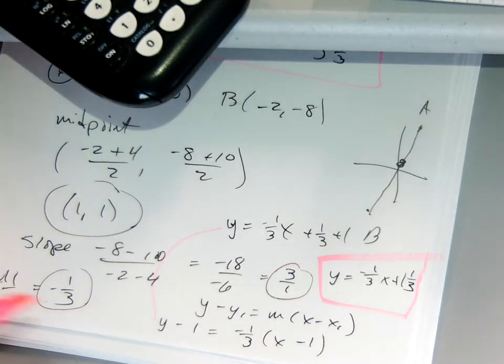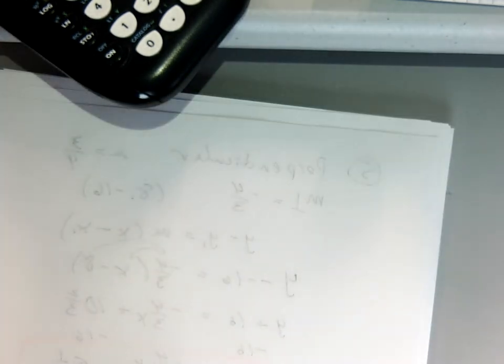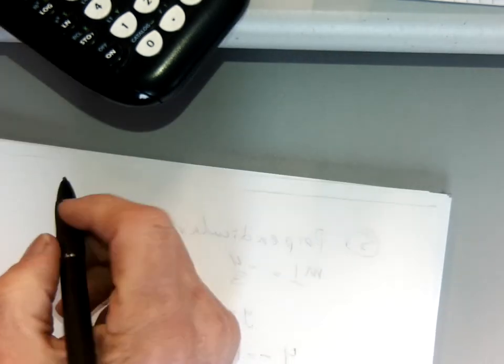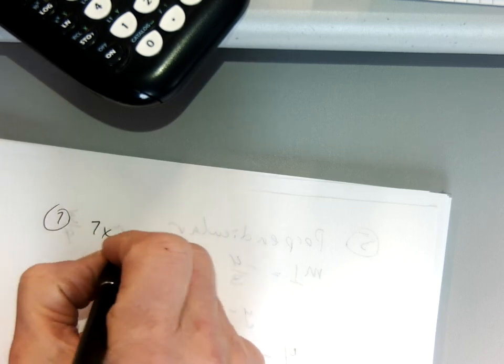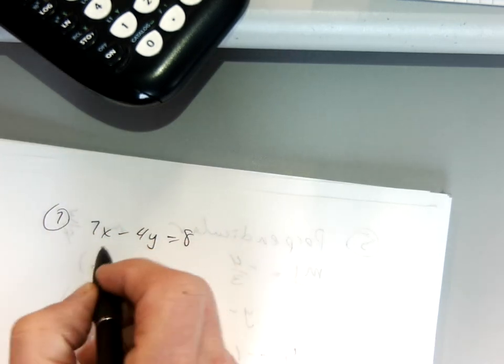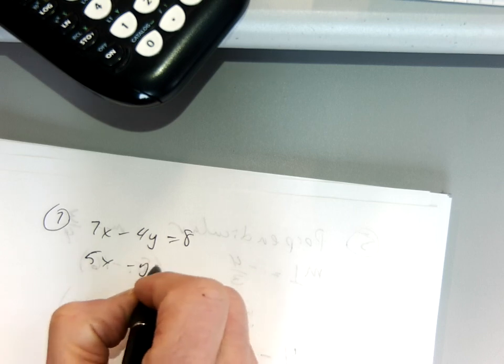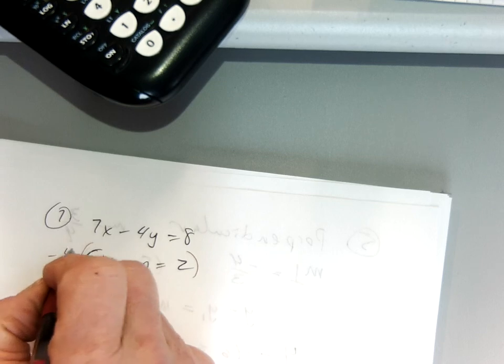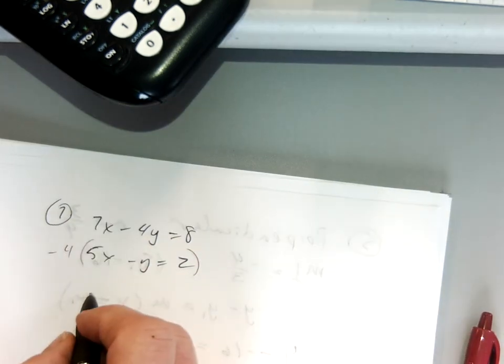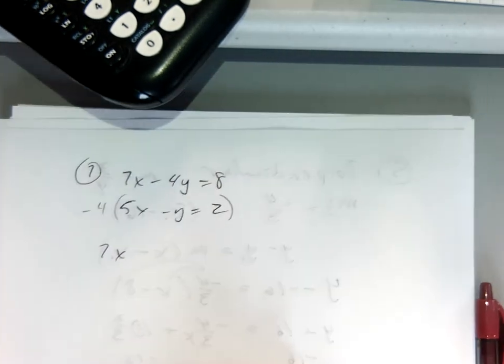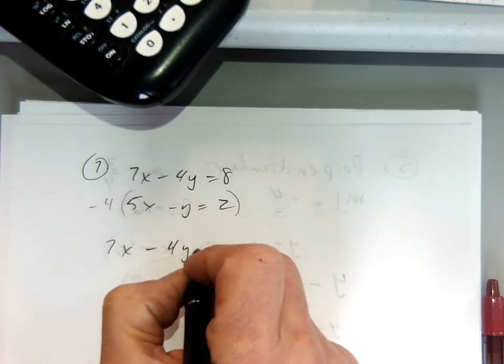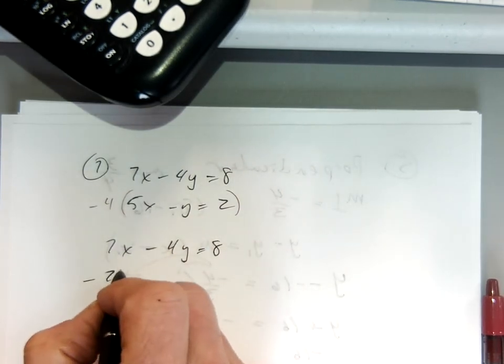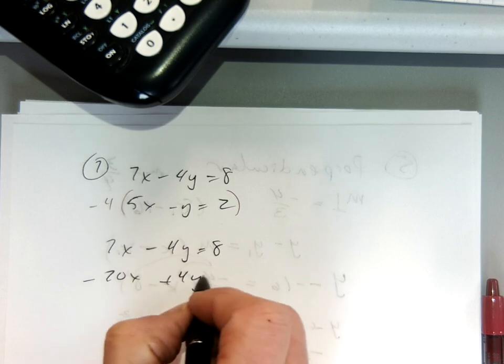Okay, and number 7. I got to solve this system. I'm going to do number 7 right here. Probably by elimination method, I'm sure is the easiest way. Oh yeah, 7. I've got 7x minus 4y equals 8, and 5x minus y equals 2. I'm going to multiply this one by a negative 4 to cancel out the y's. So equation 1 is still 7x minus 4y equals 8. Equation 2 is going to be negative 20x plus 4y equals negative 8.